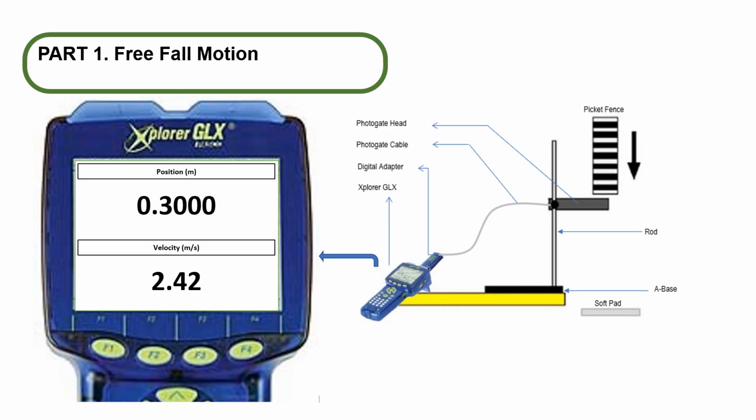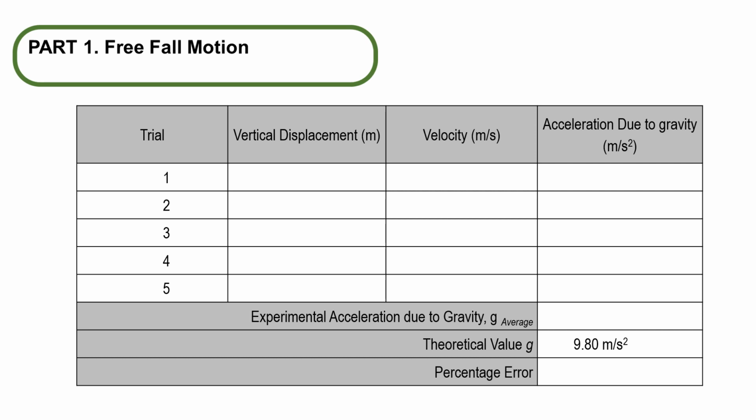Assuming that we have this reading after performing the experiment for trial one, on the Explorer GLX, we have the position which is equal to 0.3, and then for the velocity that is equal to 2.42. So these are the data that we're going to use to compute for the acceleration due to gravity.